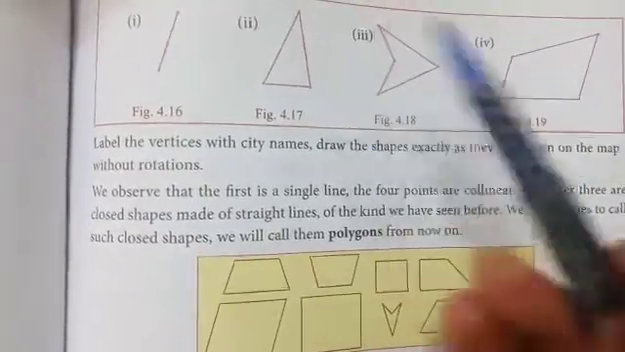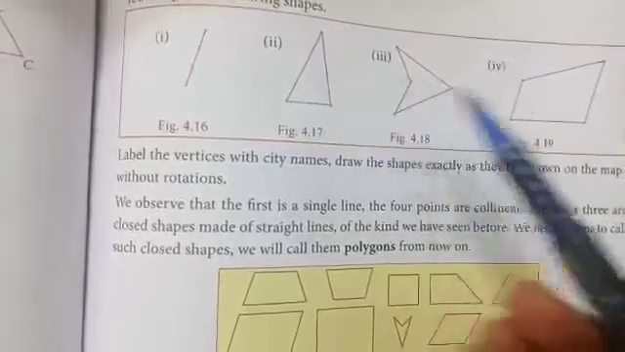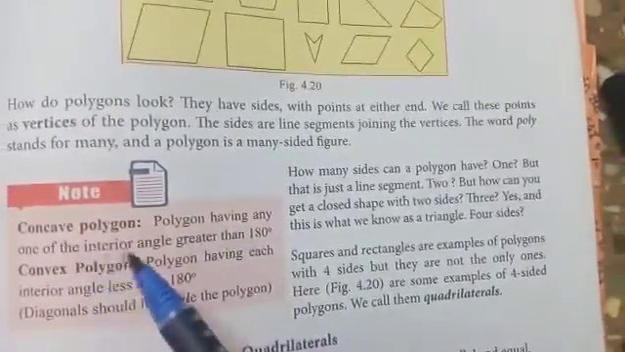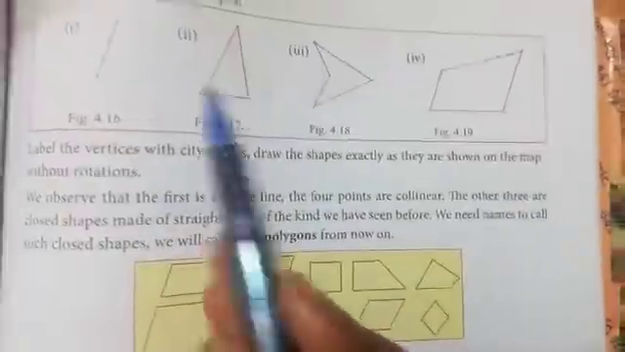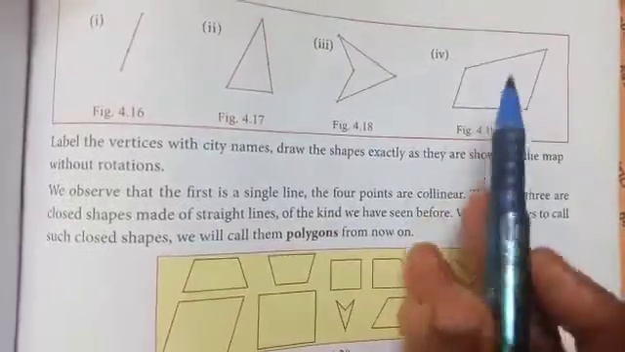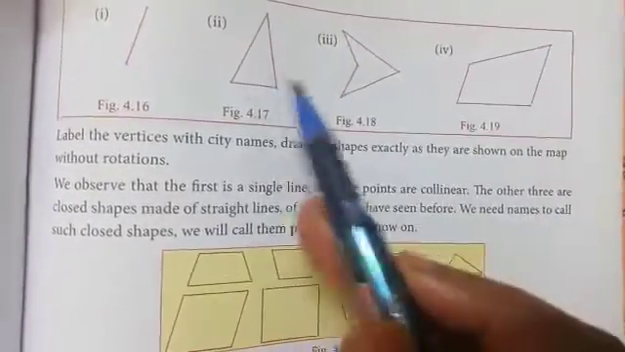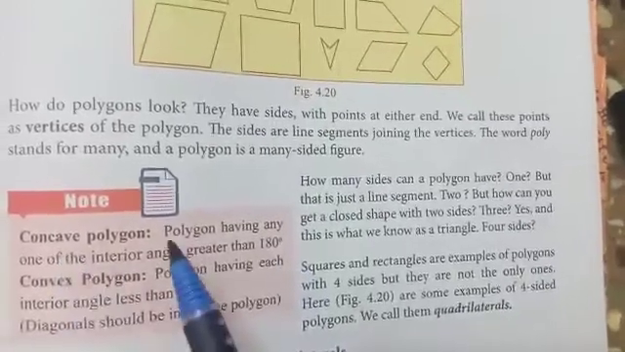We name this closed shape as polygons. Okay, these 3 are the polygons. See, concave polygon. What is a concave polygon? A polygon having any one of the interior angles greater than 180. Here it is 1, 2, 3, 4 angles. Here it is 3 angles. So if any one of the interior angles is greater than 180, that is a concave polygon.